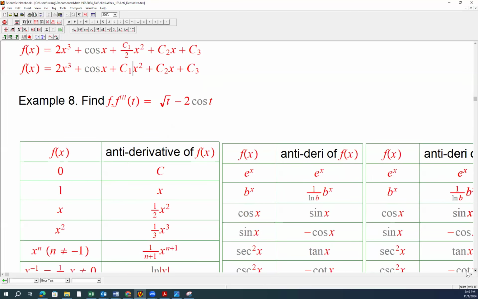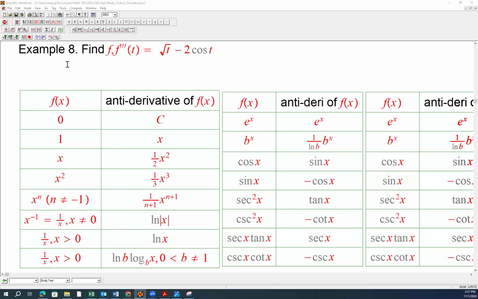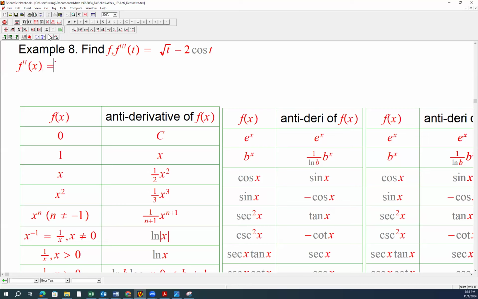Okay, let's look at example number 8. We've got a power with a fractional power. So we're gonna do it layer by layer. First, f double prime is the antiderivative of f triple prime. The antiderivative of root t, we've done this before, right?